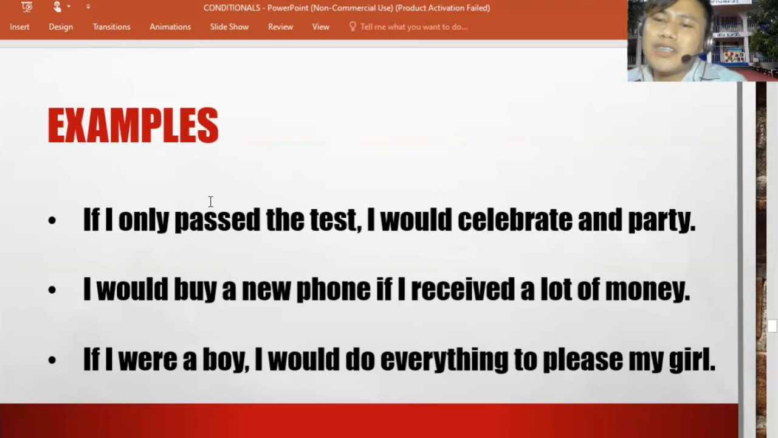So there's no 100% assurance that they will pass the test. And so they wouldn't be able to celebrate and party with their friends. But I am not saying that once you reviewed hard, you will always fail. No, it's always important to review your lesson so that you'll get high grades. All right.